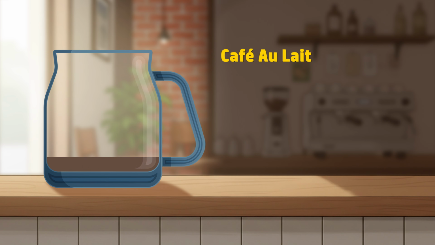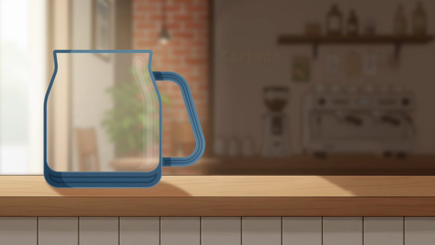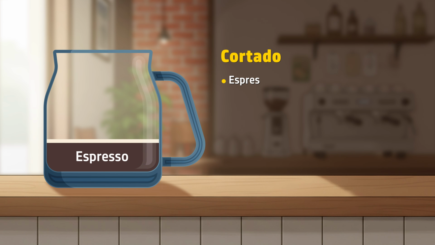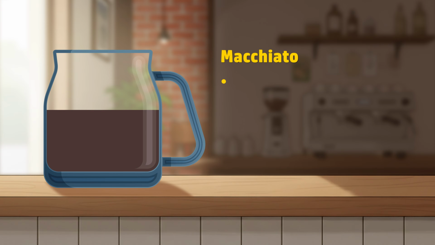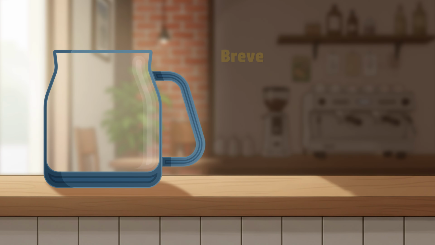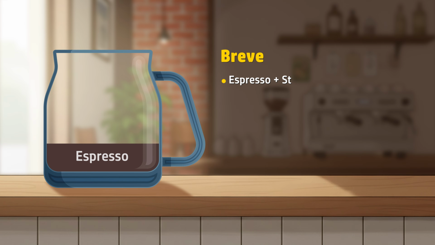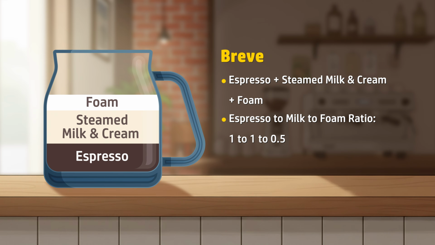Café Au Lait, or coffee with milk, is brewed coffee mixed with steamed milk, usually in a 1 to 1 ratio. A Cortado is espresso mixed evenly with steamed milk, also at a 1 to 1 ratio. A Macchiato is mostly espresso with just a small amount of milk, using a 2 to 1 espresso to milk ratio. And Breve combines espresso with steamed milk and cream plus foam, with a 1 to 1 to half ratio.